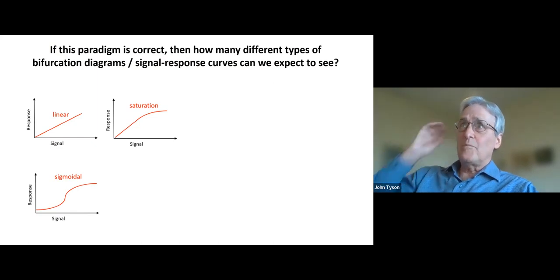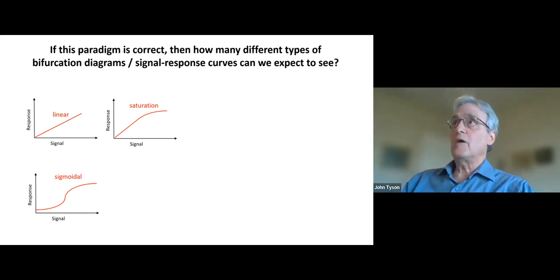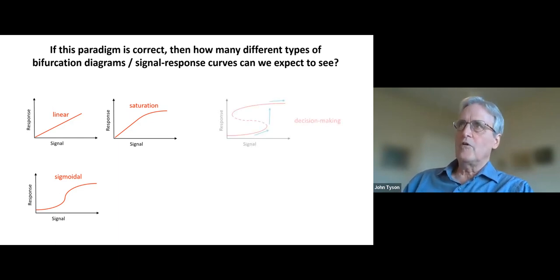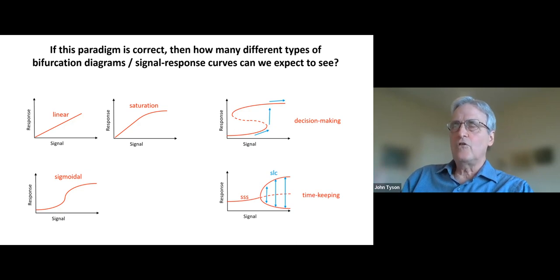So, if this paradigm is correct, then how many different types of bifurcation diagrams and signal response curves can we expect to see? First of all, there are monotonic signal response curves that don't show any bifurcations. The response to the signal may be a simple linear response, or it may saturate, or perhaps it's an abrupt sigmoidal response, but there are no bifurcations that occur. So far, we've only seen these two types of bifurcations, saddle node bifurcations that could easily underlie cellular decision-making, and Hopf bifurcations, which are a good place to look to understand spontaneous oscillations in cells and cellular timekeeping.